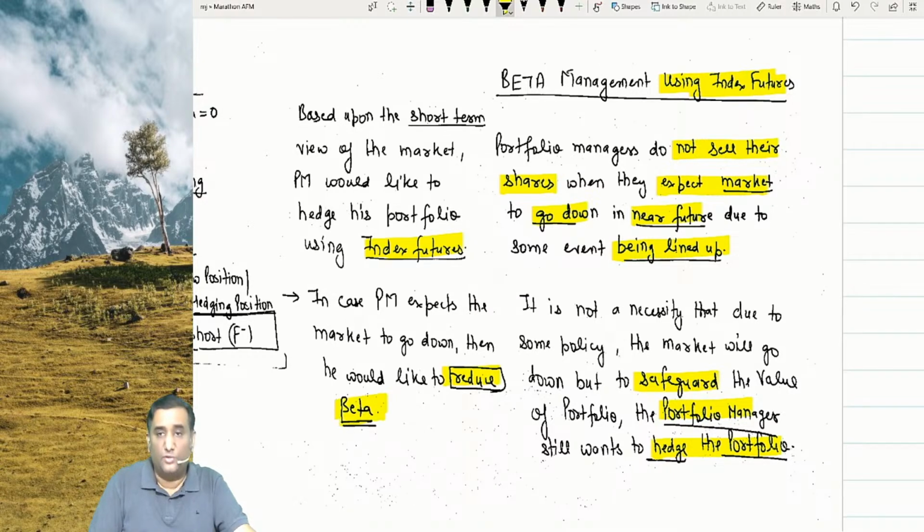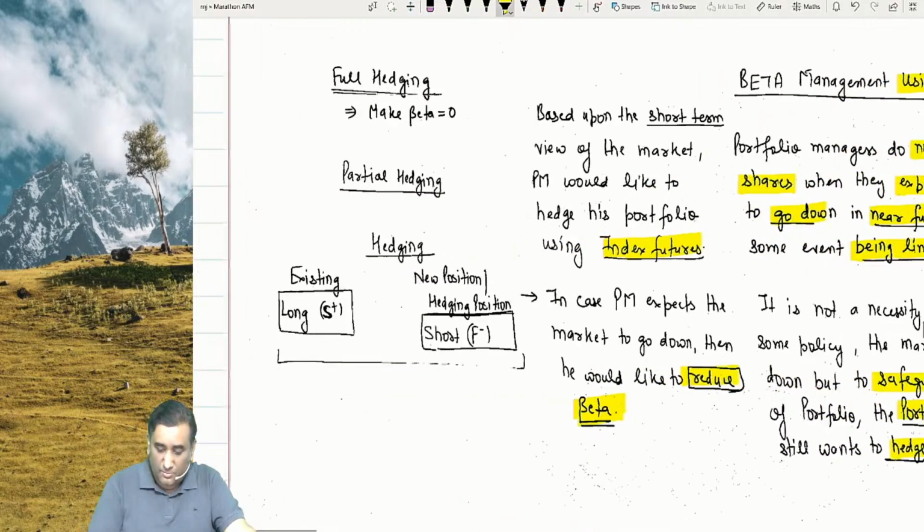Basic objective is to reduce the beta. I will not reduce the beta itself, I'll only try to nullify the impact of beta. That's it. My beta is 1.2. Maybe for a short period of time, I'll create such a strategy so the impact will be reduced. If it's a full hedging, we will make beta zero. That's called desired beta zero.